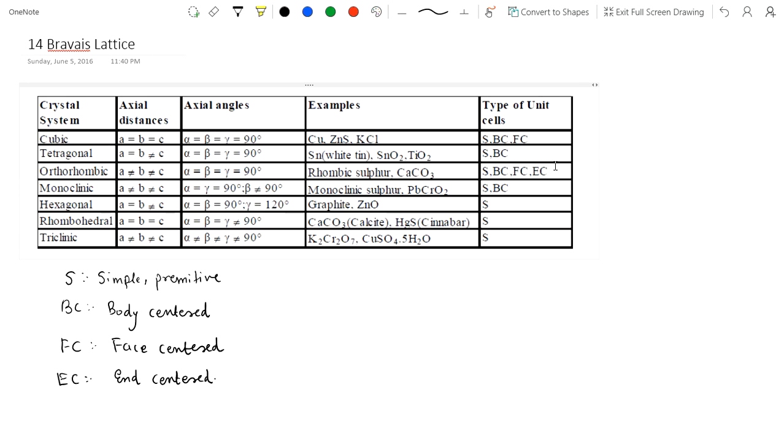Now together, if you want to count, there are three systems in this case, two in this case, four in this case, two in this case, and one each in the last three systems. So in total there will be 3 plus 2 plus 4 plus 2 plus 3, 14 systems. So that is why it is called 14 Bravais lattice.